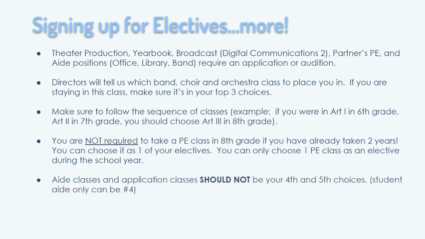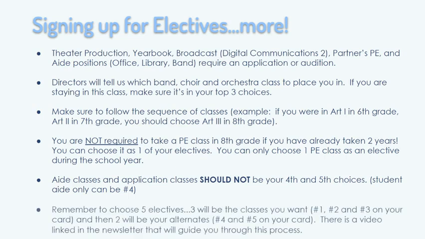Aide classes and application classes should not be your 4th and 5th choices. If you really want them, they need to be your 1st, 2nd, or 3rd choice. Remember to choose 5 electives. As I mentioned before, 3 of them will be the classes you want. So 1, 2, and 3 on your card are the ones you want the most, and then 2 will be your alternates. There's a video linked in the newsletter to guide you through selecting your alternates on HAC. There's also a step-by-step instruction sheet that will help you as well.